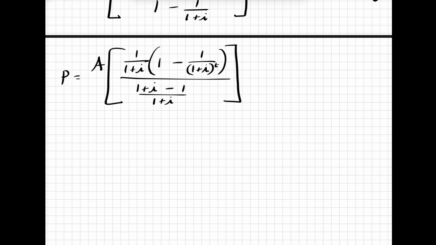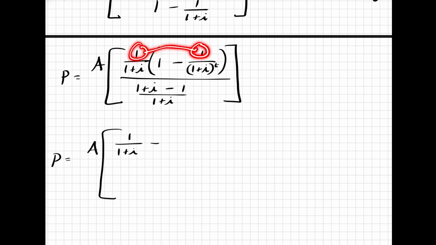Next, we're going to multiply the top out. So this by this, and then this by this. So P equals A times all this guy, so it becomes 1 by 1 plus I. Top of the fraction by the top of the fraction, bottom of the fraction by the bottom of the fraction. So on the top here, we're going to get 1.